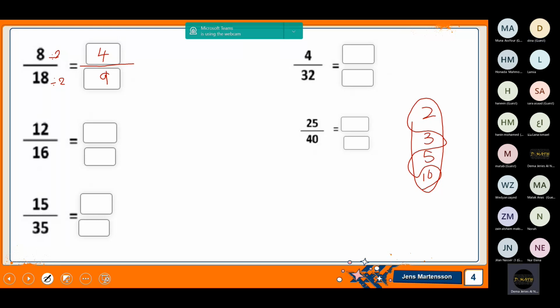12 over 16. Can I divide 12 and 16 by 2?